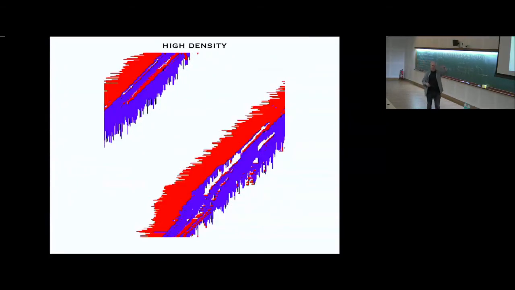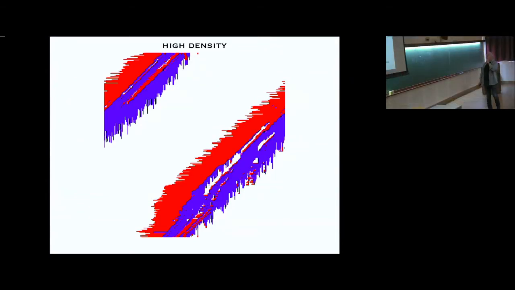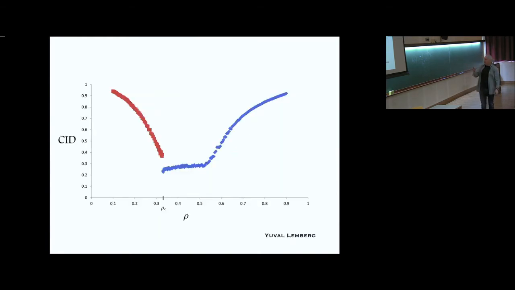And then we said, well, okay, what do we get if we look at the information content of this? Look at the CID of this thing. And so my student Yuval Lemberg did. And here on the left, the critical point is over here, where I go from flowing to jammed. That's right over here. Okay?